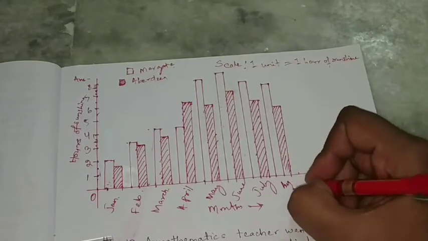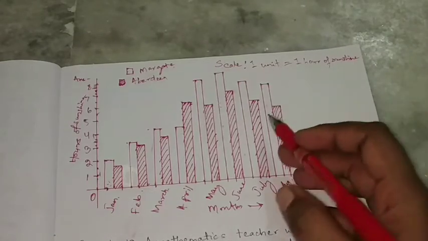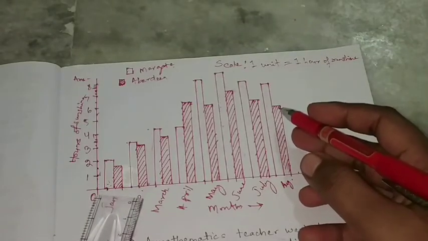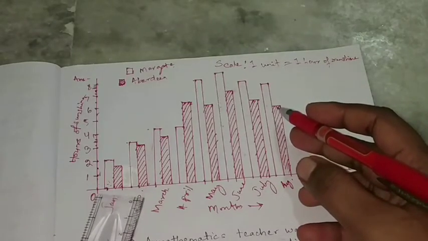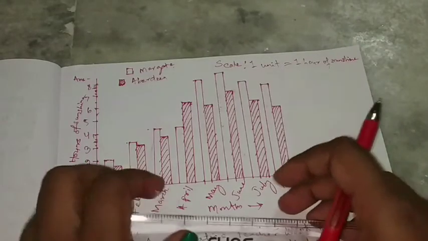This is for August. So in August, average hours of sunshine in Margate is 7 hours and average hours of sunshine in Aberdeen is how much? 5 hours. Next is September. September for Margate, in Margate 6 and 1/4.